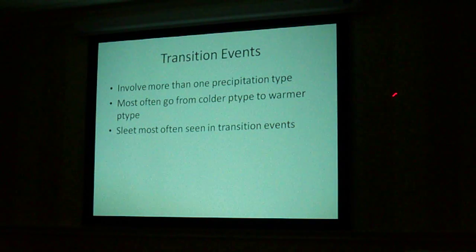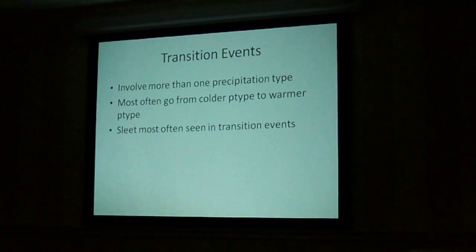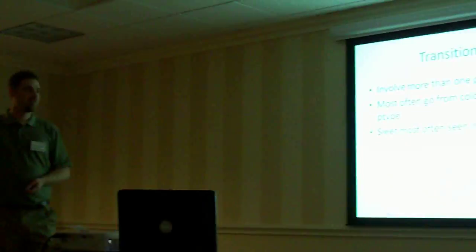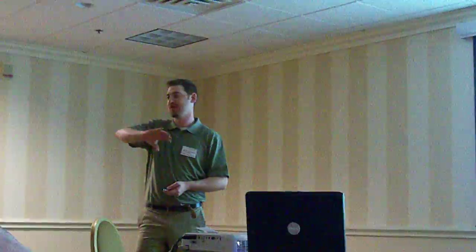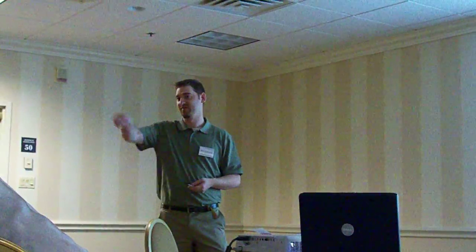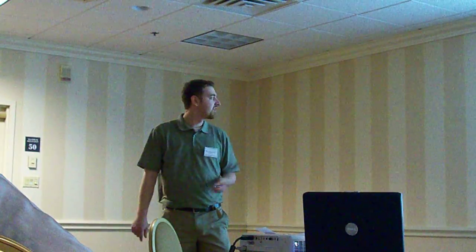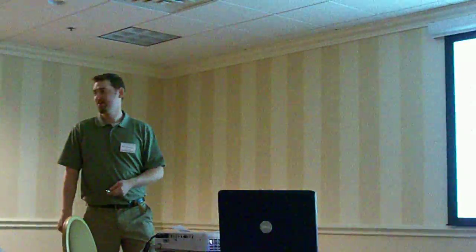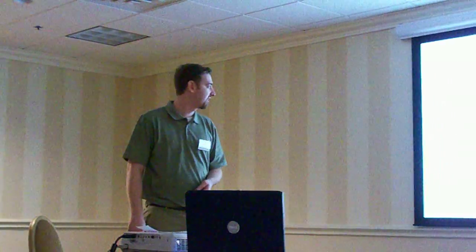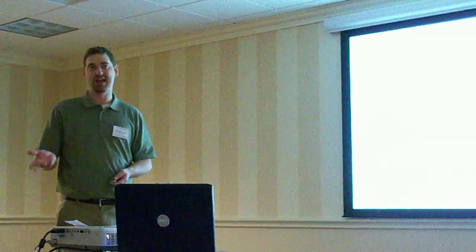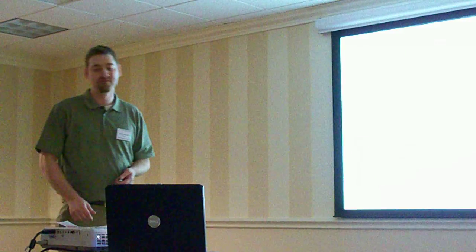Sleet is the most common we see in the transition events. As I'm sure all of you are aware, the last few winters there's been plenty of sleet along the East Coast. That's because the synoptic setup's been very favorable for sleet. We've had sort of a southeast ridge and a southwest flow coming right into the Northeast, so a lot of these storm systems are running right along that flow. And sleet is the most common type you see during a transition event. Most of the time, the sleet lasts for a few hours and then you eventually go over to rain.